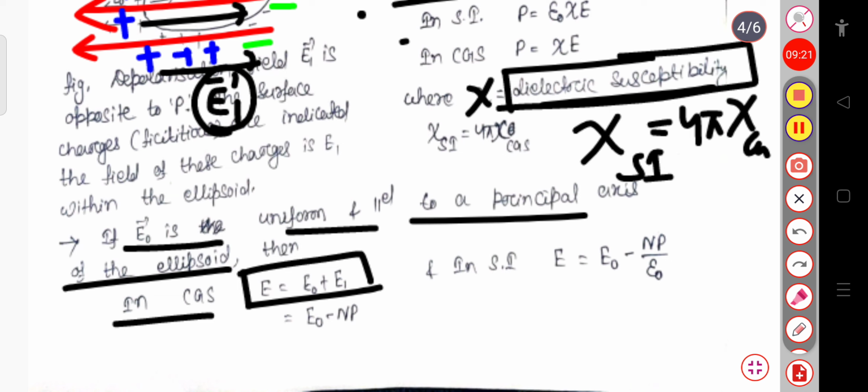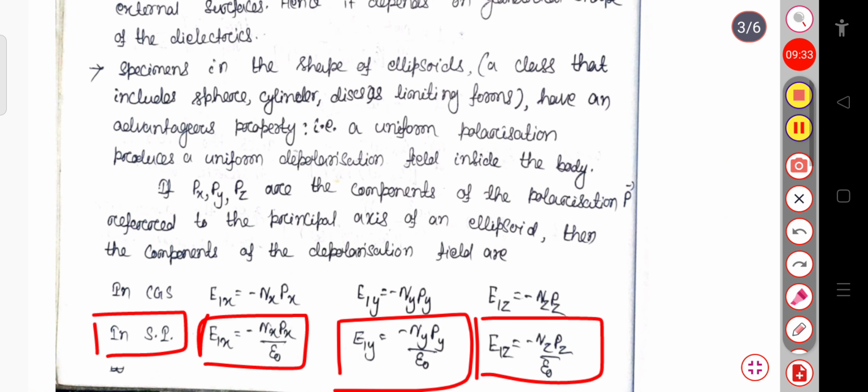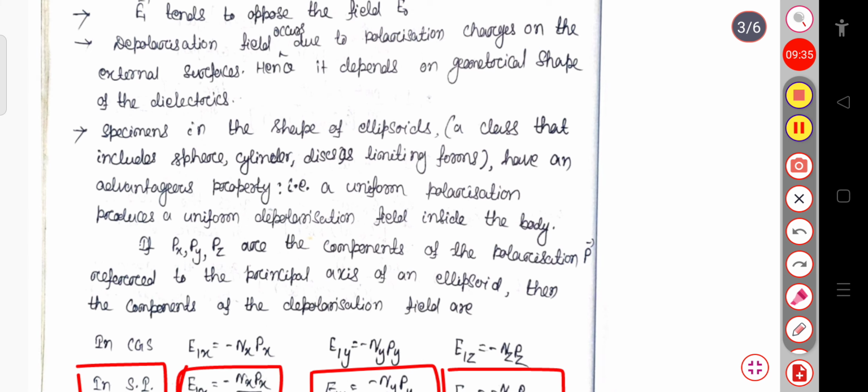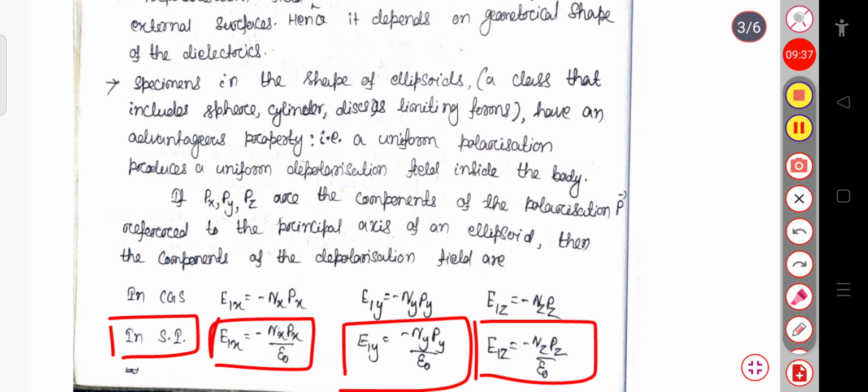This E0 is the applied field and E1 is the depolarization field. So now you can write this E0, and in place of E1 I can write minus NP. From this relation, when we are calculating the components, combined I can write E will be equal to minus NP.